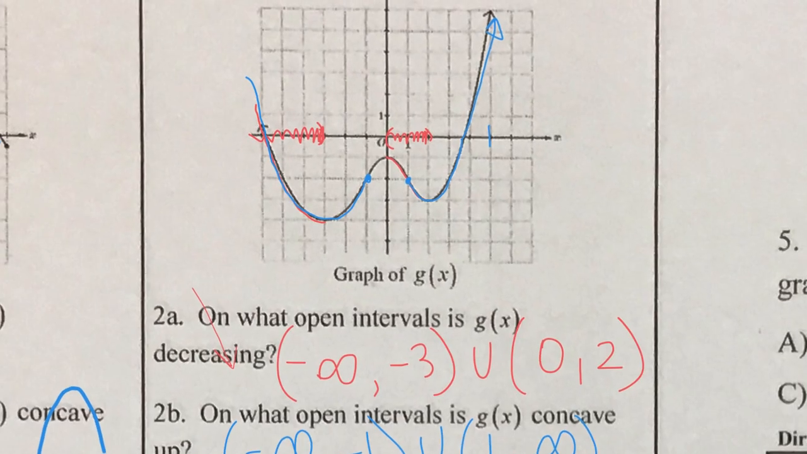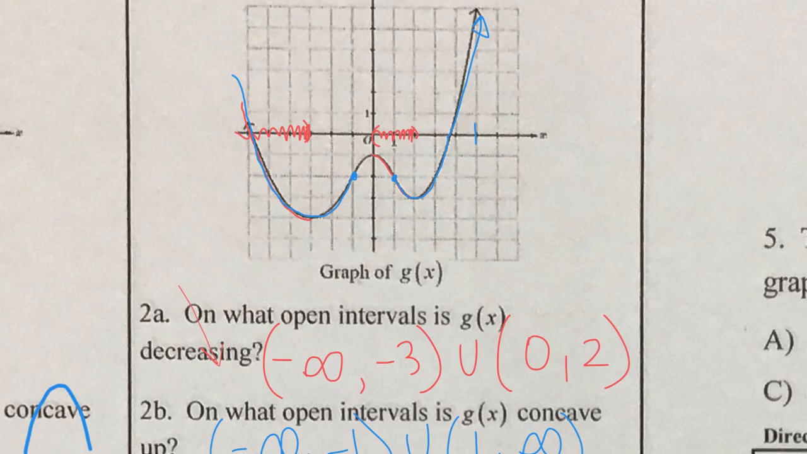So that would be the open interval where we're decreasing, where the y values are getting smaller, and concave up is where it looks like a cup, an upward facing parabola.